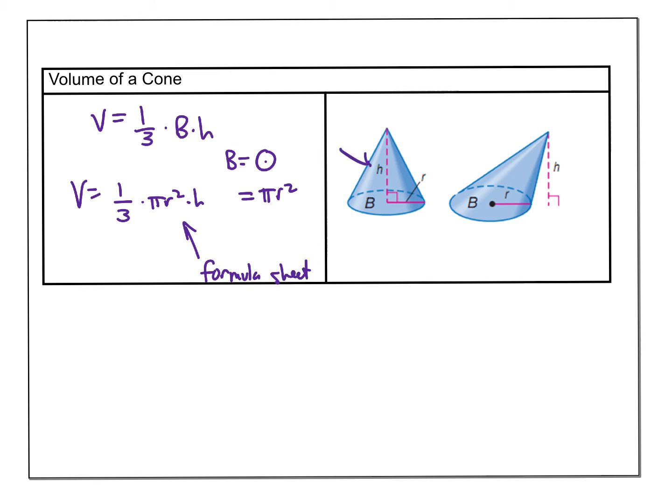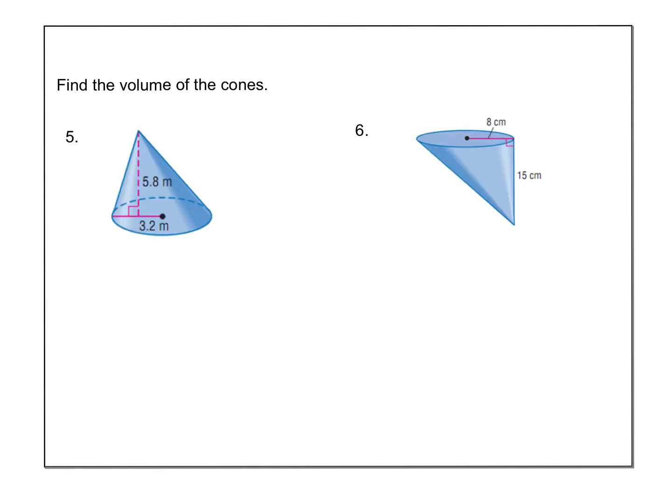Okay, so again, height hasn't changed, except now radius is coming into play. And since we're dealing with circles, pi will also come into play. So here we have this oblique cone. It's kind of shoved over a little bit. It's not straight up and down. So 1/3 times 3.2 squared pi times 5.8. Okay, that's kind of all of it together.